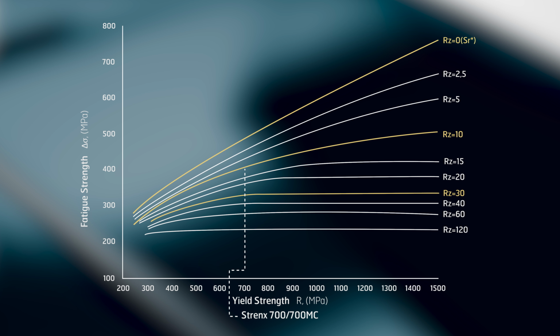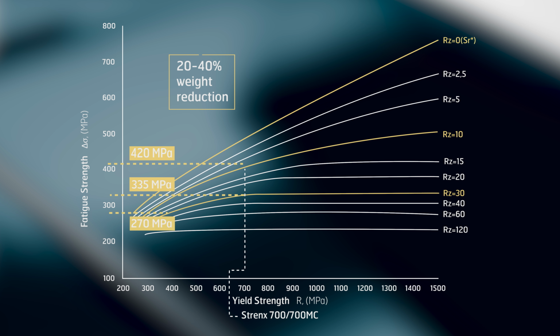If we compare a normal 355 plate, you see that the fatigue performance is about 270 megapascal. If we then increase the strength from 355 to 700 with the same type of surface quality, you will reach 335 megapascal. If you then increase the surface quality to 10 microns instead of 30, then you will increase the fatigue performance of a 700 grade up to 420 megapascal. So this means that you can make a weight reduction of about 20 to 40%.